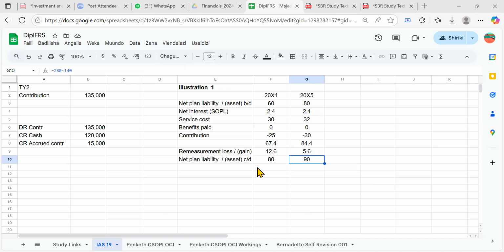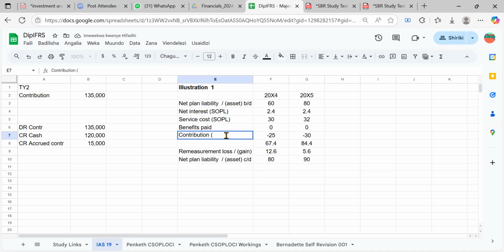Okay, so we can see that it has also increased. So both of the parts we have the revaluation loss, right? And like I said, this goes to the statement of profit or loss. The service cost also goes to the statement of profit or loss, it is an expense. Benefits paid, nowhere. Contributions go to the statement of cash flows, right?